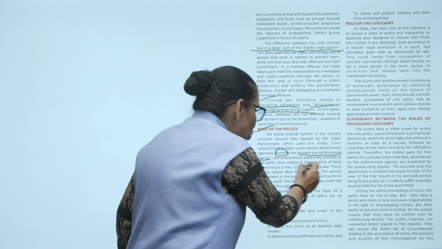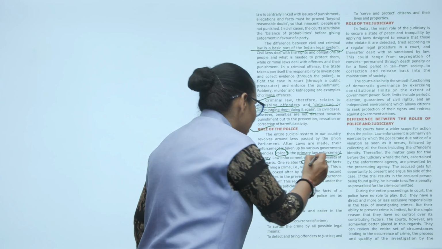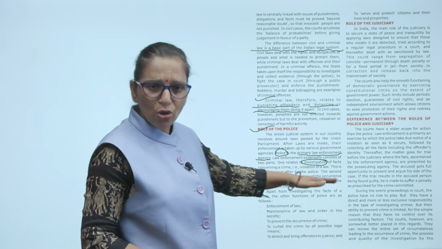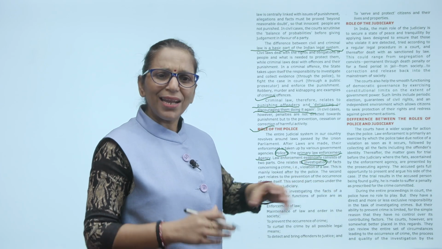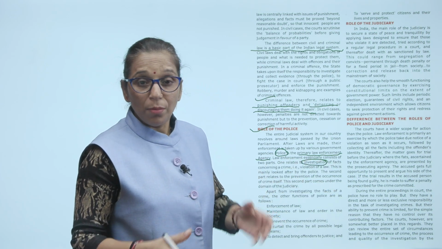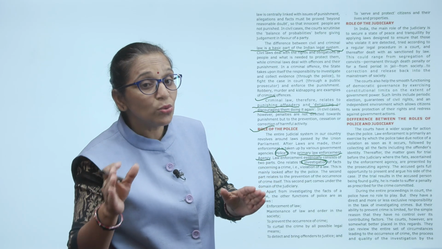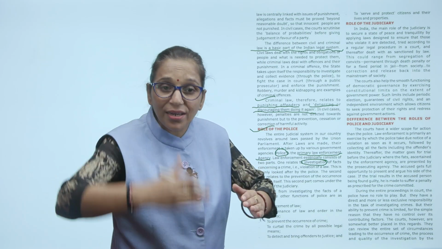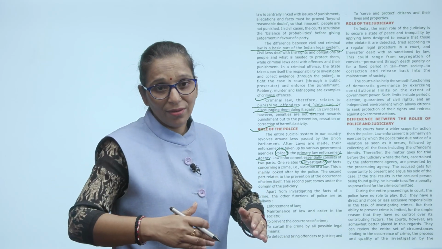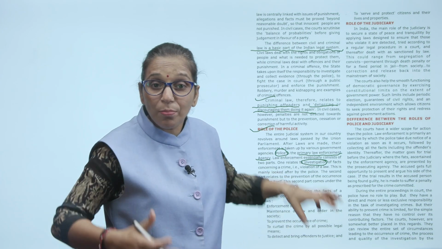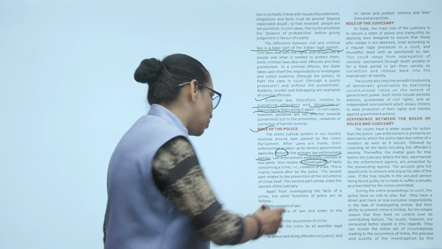One relates to the investigation of facts concerning the crime, violation of law, etc. This is mainly looked after by the police. But the second part relates to the prevention of the occurrence of crime itself. The second part comes under the domain of the judiciary.